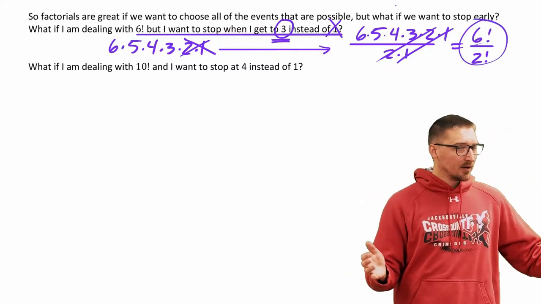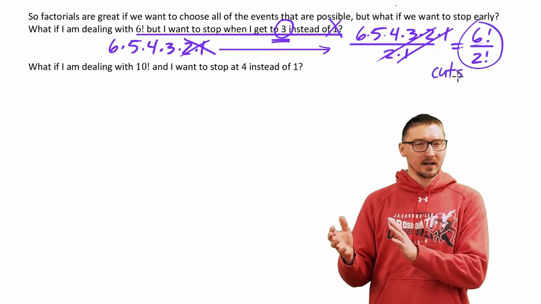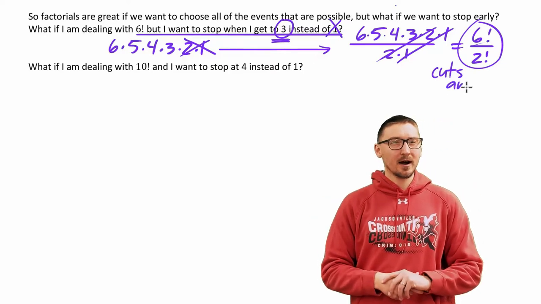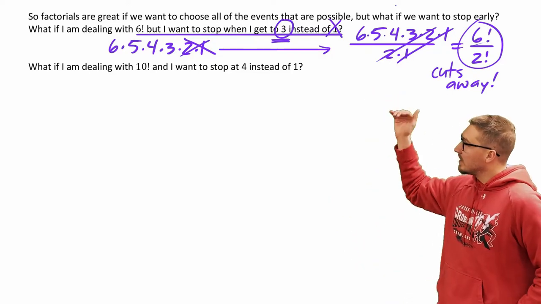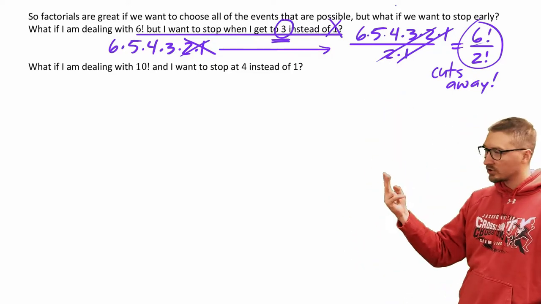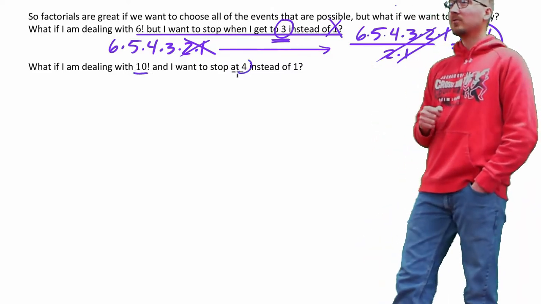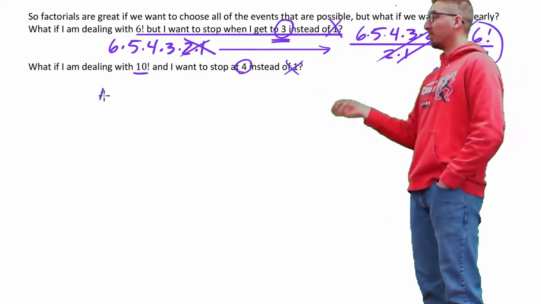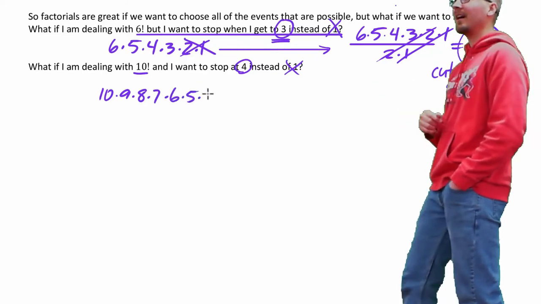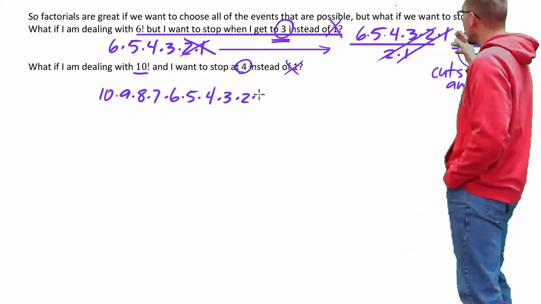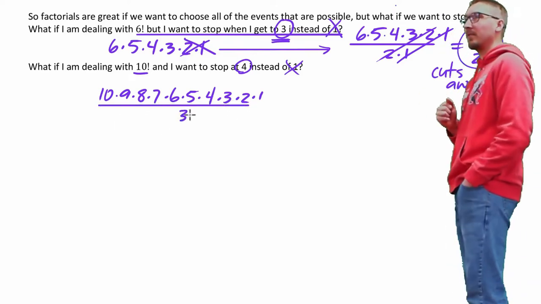Factorials use everything, but this next idea that we're going to get to stops short. Okay, it takes the first part. And that's a very powerful idea. So to stop at 3, instead of stopping all the way at 1, it would be 6 factorial divided by 2 factorial. The 2 factorial chops off 2 times 1 from the original factorial. Below, if I'm dealing with 10 factorial and I wanted to stop at 4, okay, 4 is my last digit, 10, 9, 8, 7, 6, 5, 4, well, I need to divide by 3 factorial. That cuts the 3, 2, 1 off of that original factorial. So 10 factorial divided by 3 factorial.